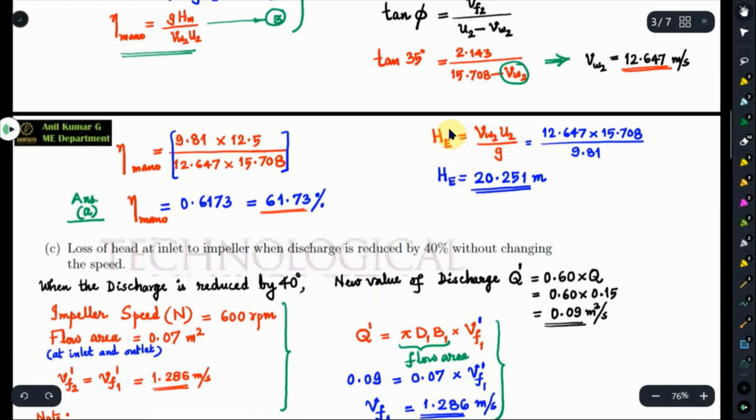That also we can find out if you want. Euler head is equal to Vw2U2 by g. If you want it separately, you can find out by taking Vw2 into U2 divided by g. Vw2 12.647 into 15.708 is U2, divided by gravitational acceleration g, which is 9.81. So the Euler head or theoretical head impressed upon the liquid by the rotating impeller, H suffix E, is equal to 20.251 meter. In fact, the manometric efficiency can be interpreted as the ratio of manometric head to the impeller head.